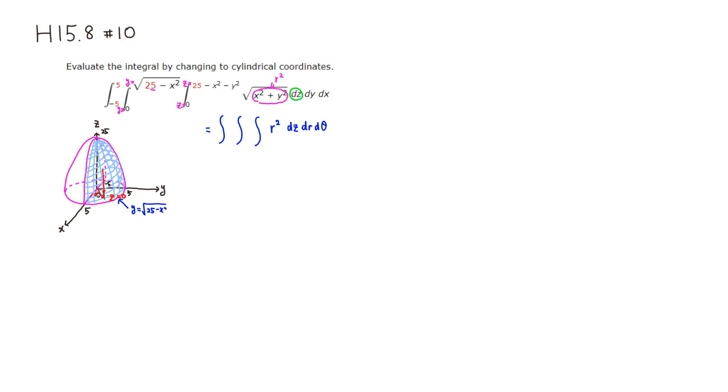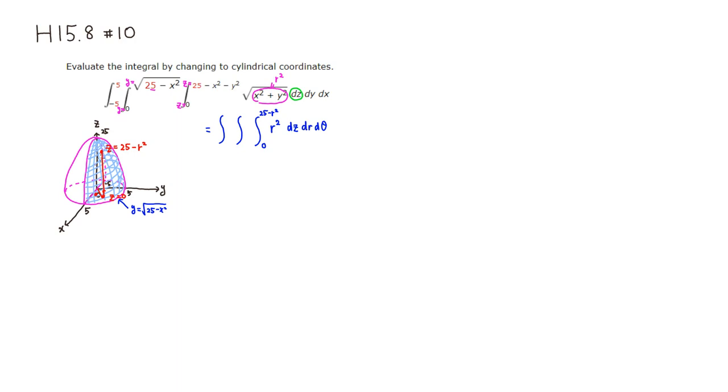Then it goes all the way up to wherever it hits the paraboloid. That's z equals 25 minus x squared minus y squared, and x squared plus y squared is r squared. So z goes from 0 to 25 minus r squared. That takes care of that. After that, we need to talk about the range of r values.